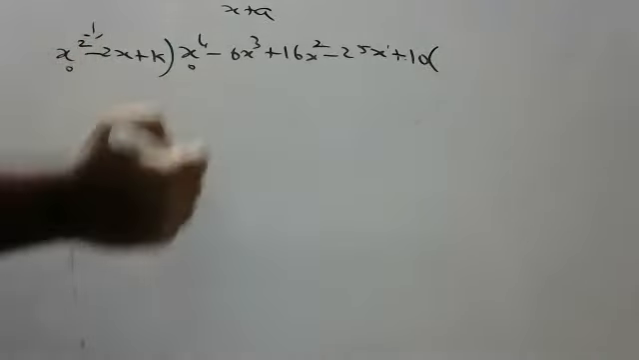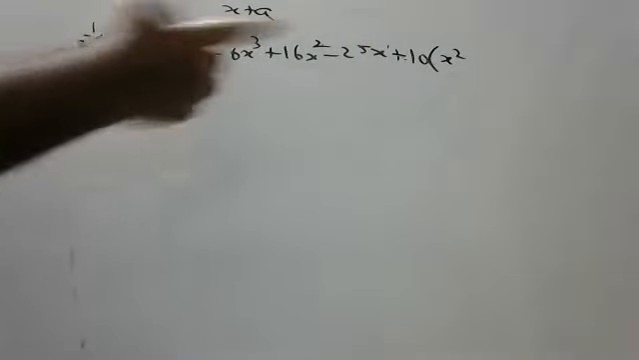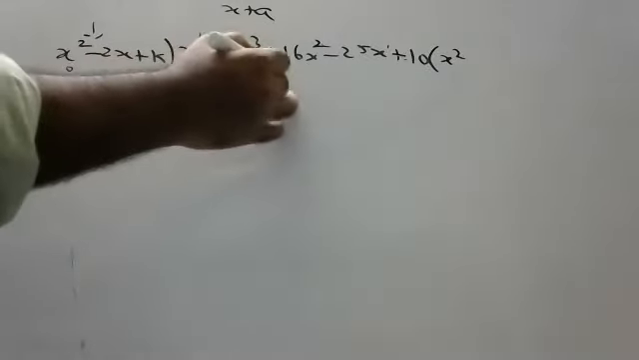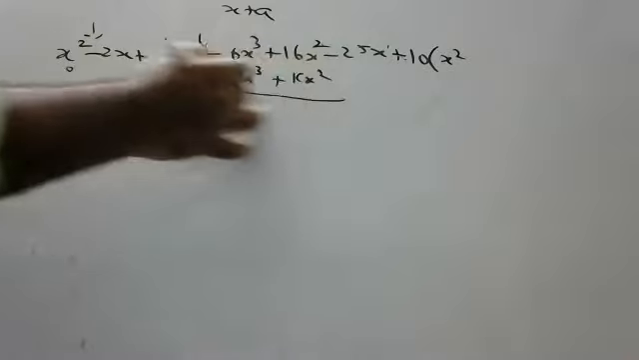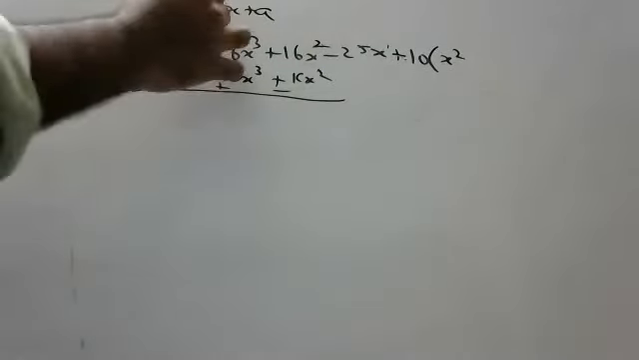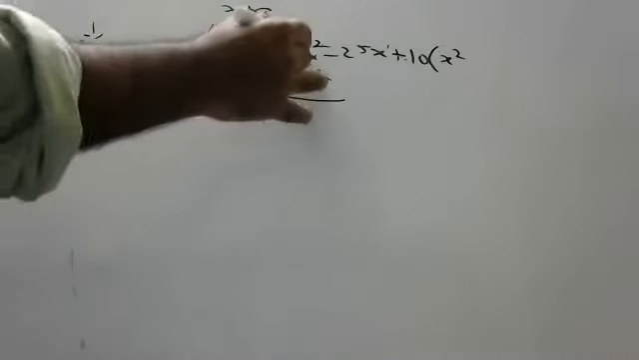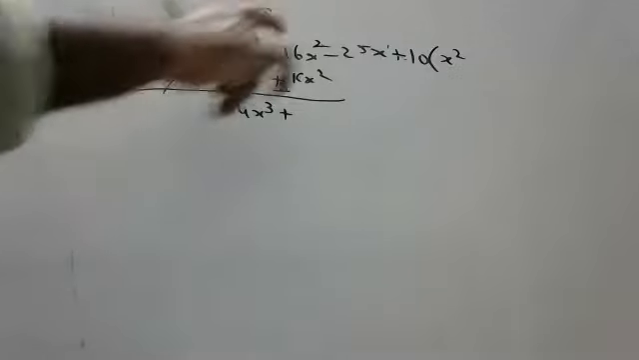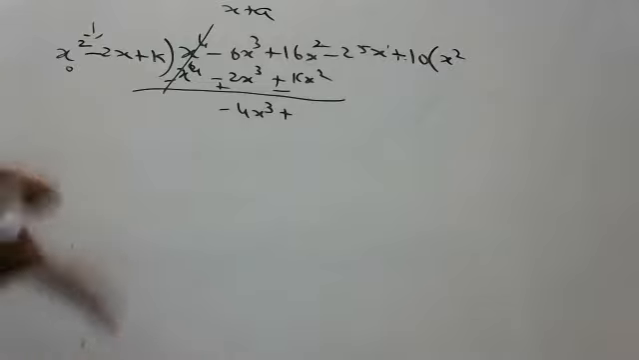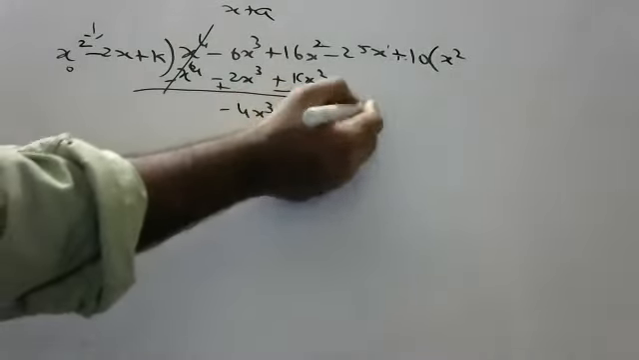x4 by x square. What do you get, children? x square. x square into x square is x4. x square into minus 2x is minus 2x cube. x square into k is kx square. Okay, children, so minus plus minus. How much is this? Minus 4x cube plus. Children, this and this we cannot subtract, so individually I will write this and this separately side by side. Individually I can't subtract them. So I'm writing 16x square like that only. Minus kx square also I will write.